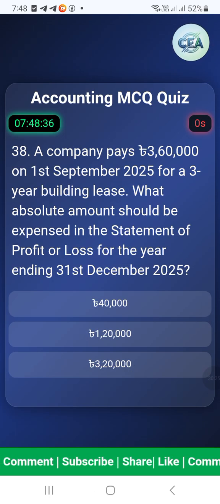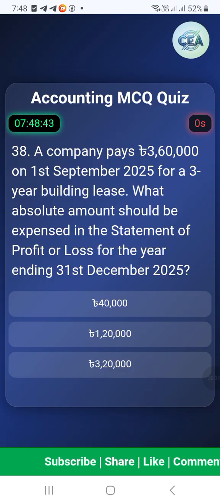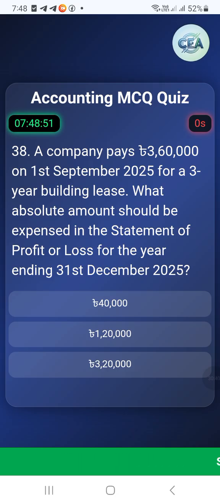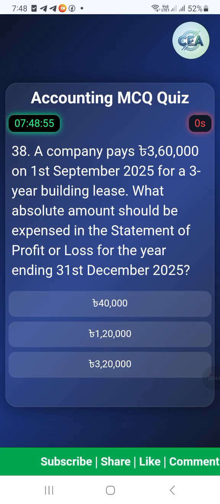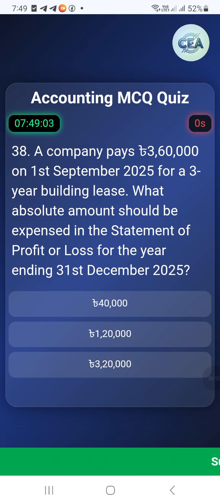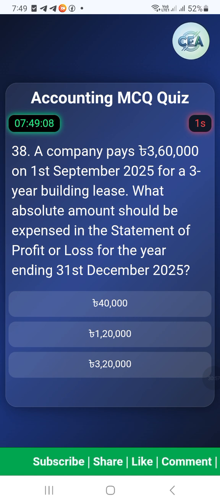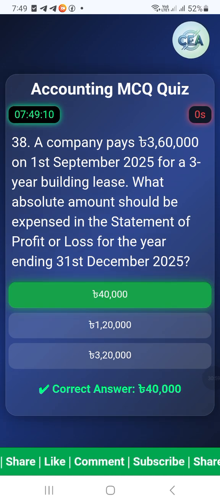38. A company pays 360,000 takas on the 1st of September 2025 for a 3-year building lease. What absolute amount should be expensed in the statement of profit or loss for the year ending the 31st of December 2025? Option 1, 40,000 takas. Option 2, 120,000 takas. Option 3, 320,000 takas. Correct answer is 40,000 takas.